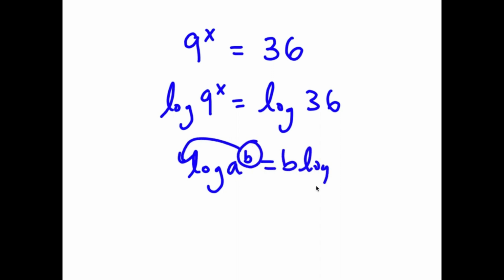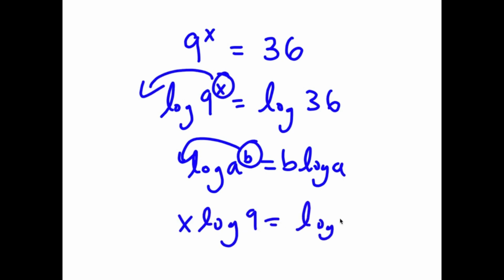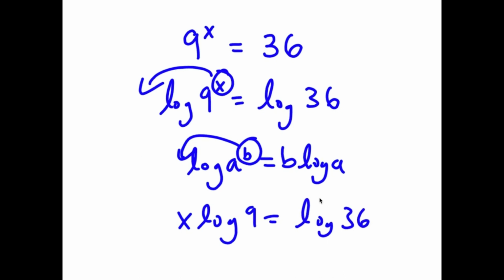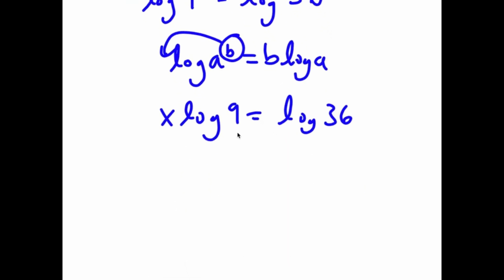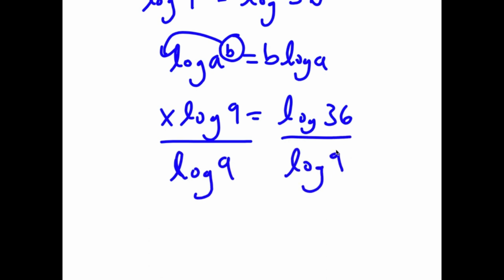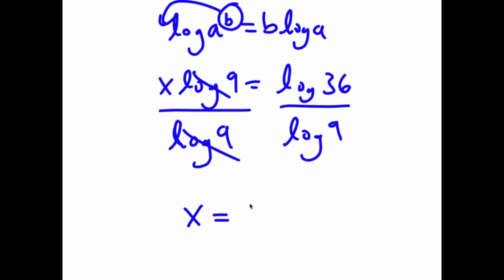So now I have b times log a. So log 9 to the power of x, we move x to the front, so now I have x times log 9 is equal to log 36. Now, I'm going to go ahead and divide both sides by log of 9. So then these two cancel out. Now I get x is equal to log 36 over log 9.